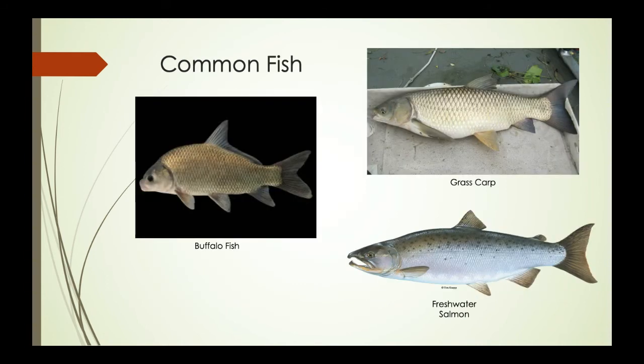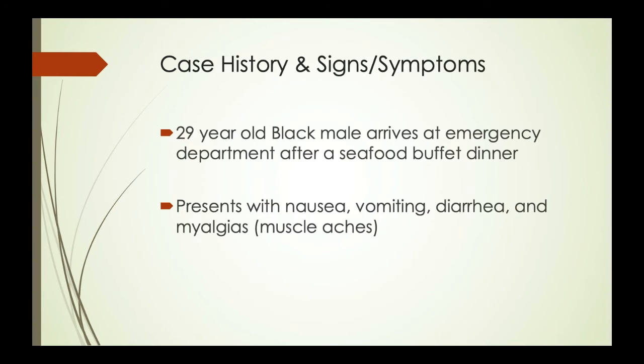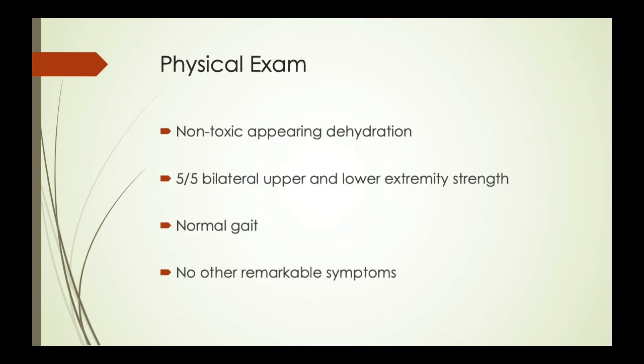Here are just a few fish that may cause Haff disease. We have the buffalo fish, the grass carp, and then the freshwater salmon. In this case, a 29-year-old black male arrives at the emergency department after eating a seafood buffet dinner. He presents with nausea, vomiting, diarrhea, and myalgia.